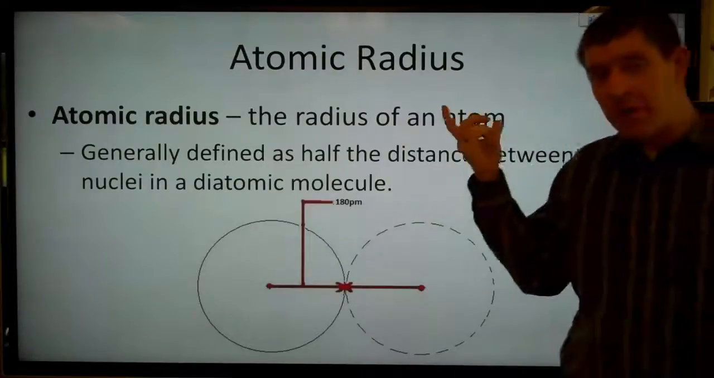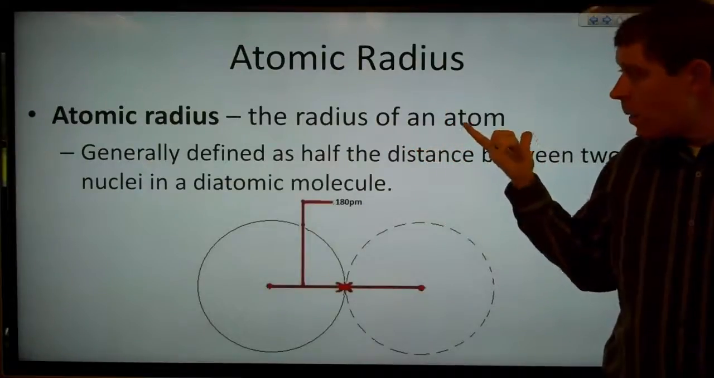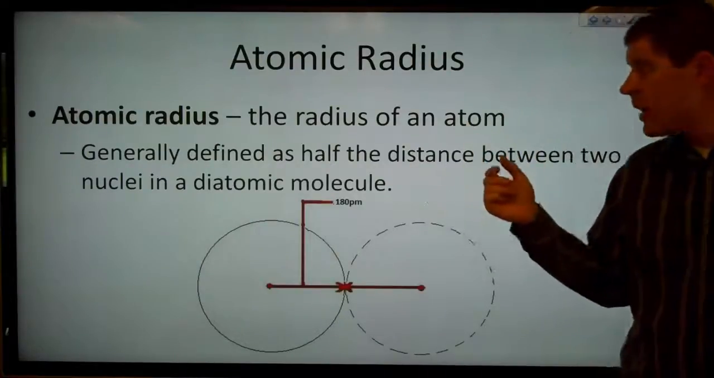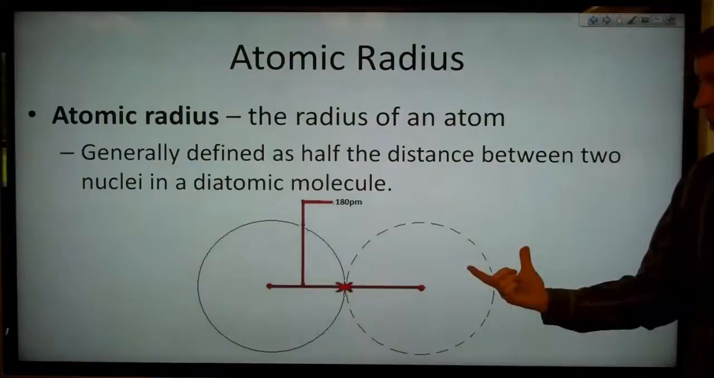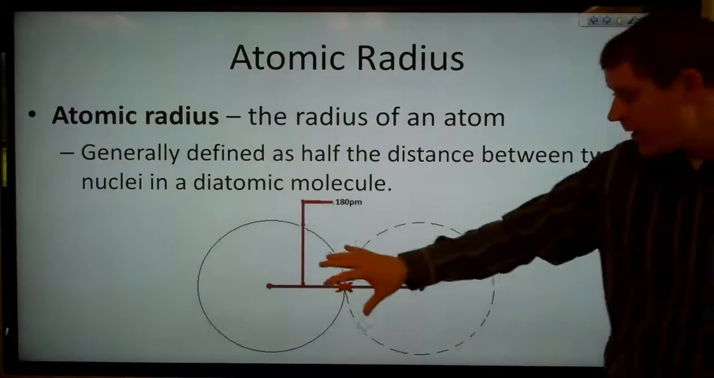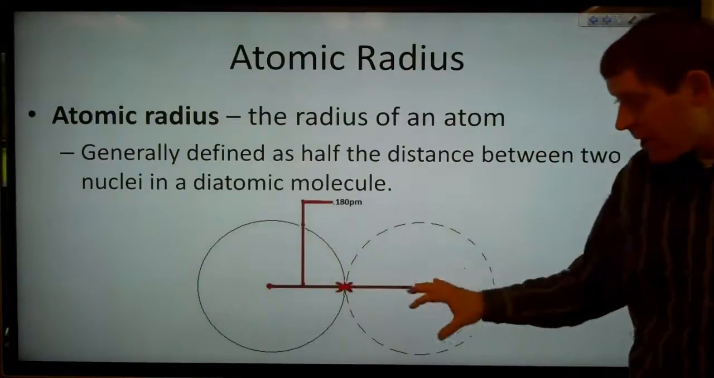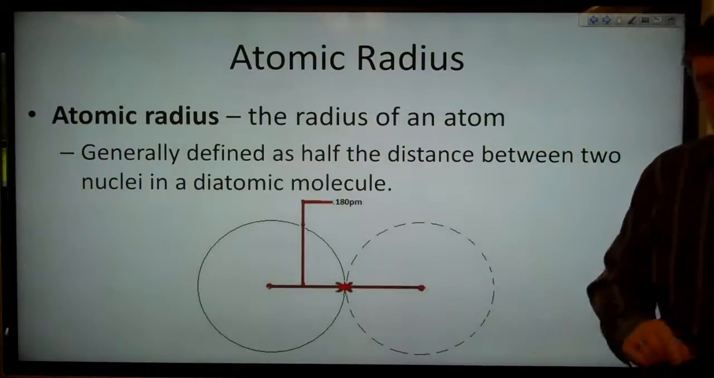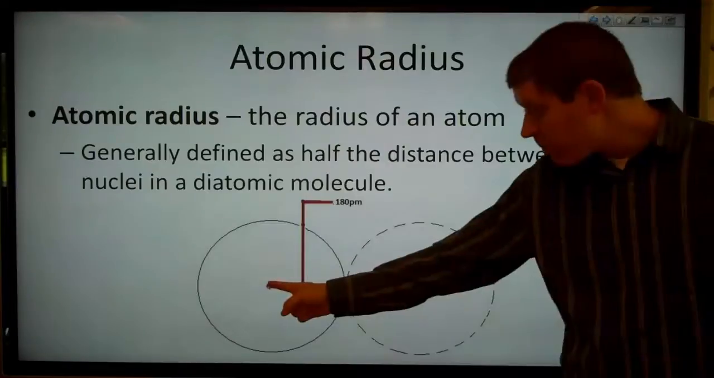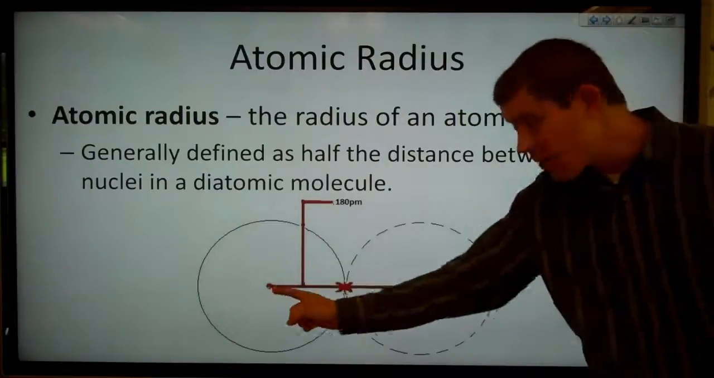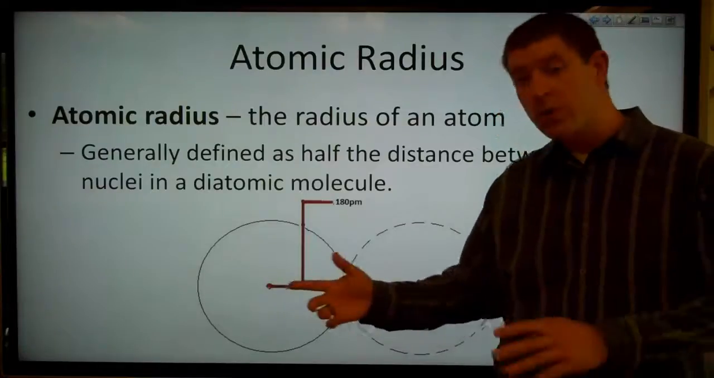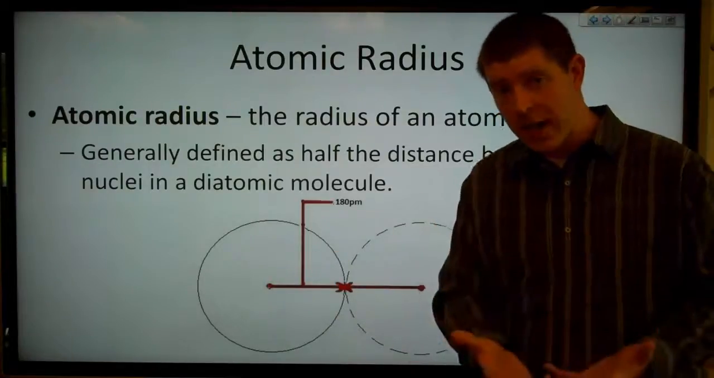So now let's look at atomic radius. What we mean by atomic radius is the radius of a single atom. It's usually defined as half the distance between two nuclei in a diatomic molecule. So if we have two atoms of the same element bonded together, we've got the nuclei at the center of each atom. Well, that bond length from the center of one nucleus to the center of the other nucleus, if we take half of that, then that's what we're defining as the radius of the atom.